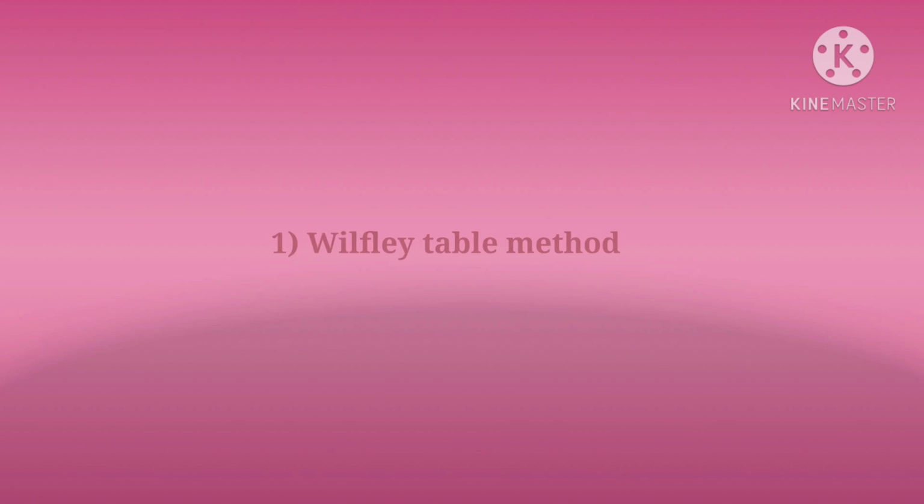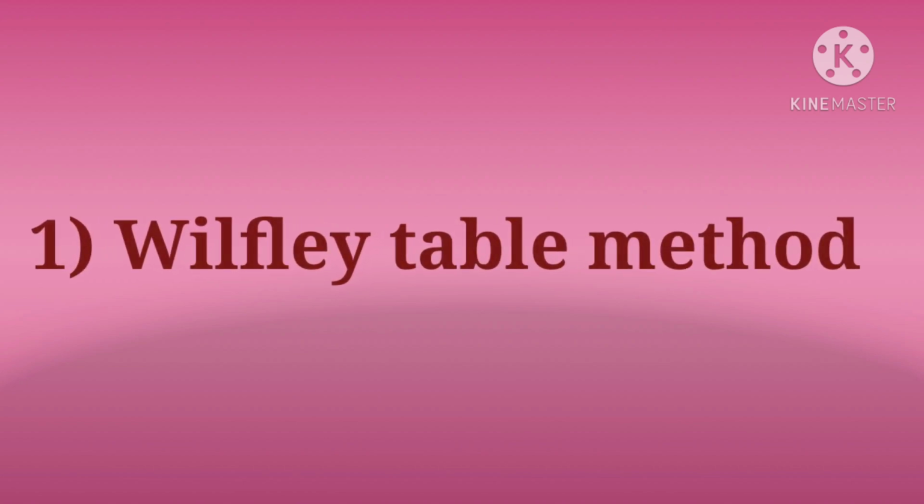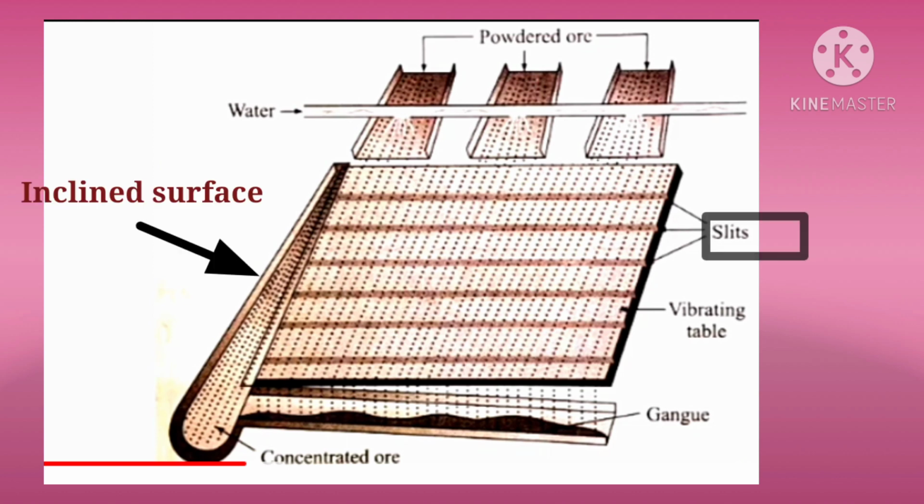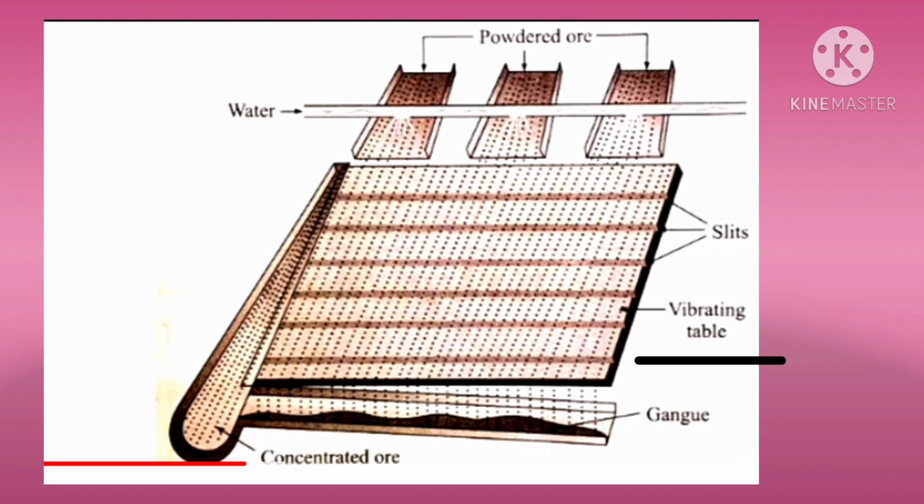Now first, Wilfley Table Method. Student, in this method of separation, the Wilfley table is made by fixing narrow and thin wooden riffles on an inclined surface. The table is kept vibrating continuously. Powdered ore obtained from the lumps of the ores using a ball mill is poured on the table and a stream of water is also released from the upper side.